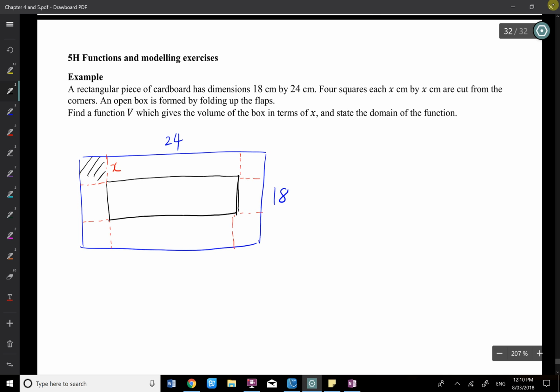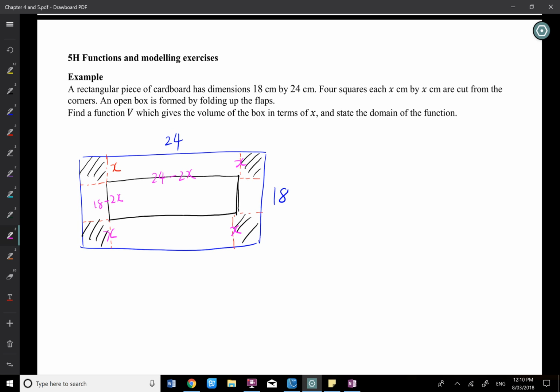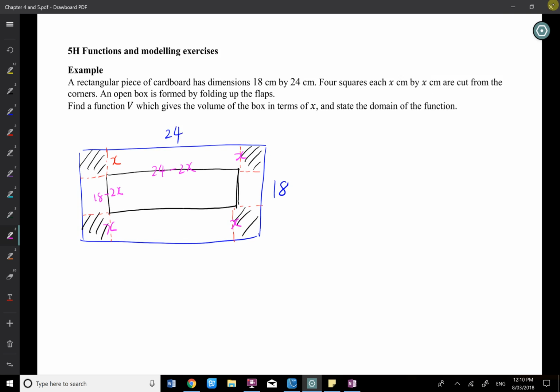Okay, so that disappeared, and you want to fold it up. This length will be 24 minus 2x, that length will be 18 minus 2x, and the height will be x. Okay, here will be x. So an open box is formed by folding up that way. Find the function V, which gives the volume of the box in terms of x.